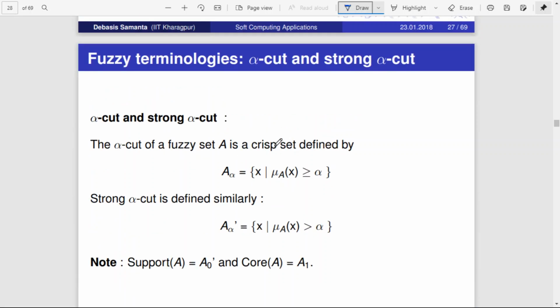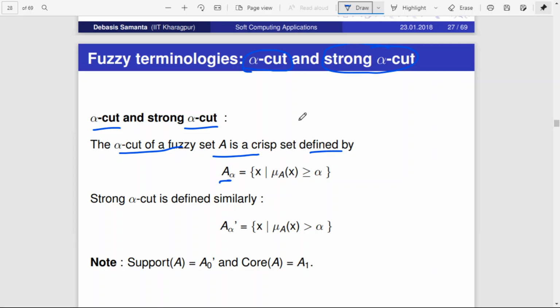Next we will be discussing something called alpha cut and strong alpha cut. What is an alpha cut and what is a strong alpha cut? There are two things, alpha cut and strong alpha cut. The alpha cut of a fuzzy set A is a crisp set, and it is defined as follows: A alpha is equal to x such that the membership function of x is greater than or equal to alpha.